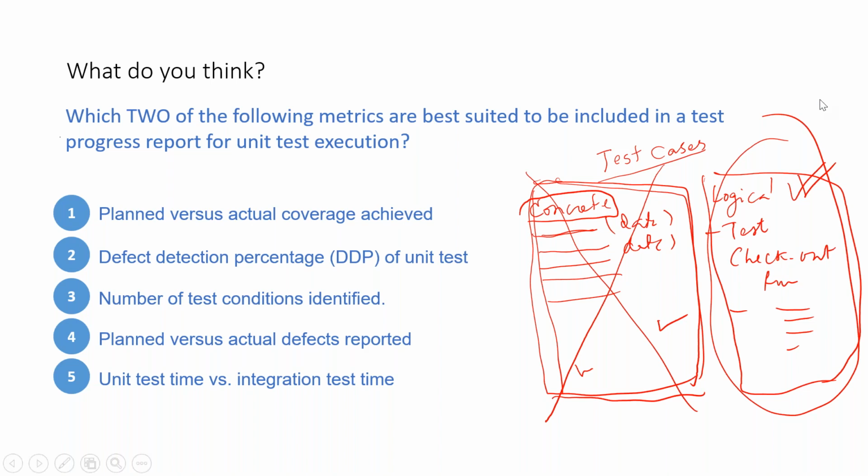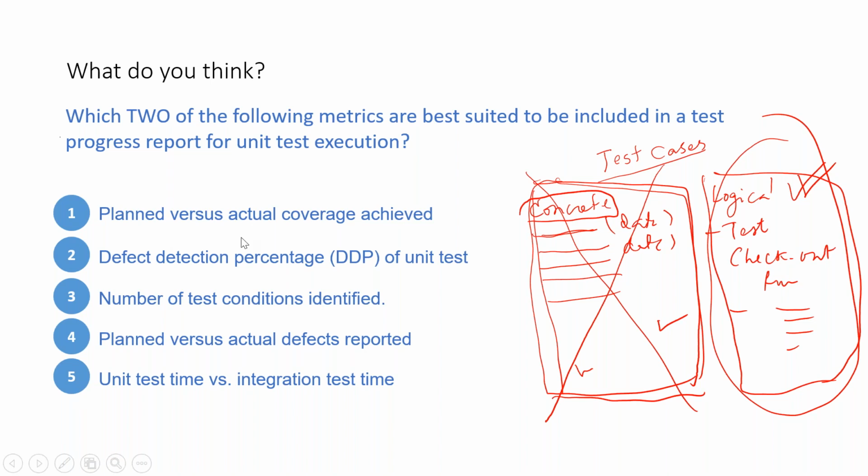Okay. So let us move to the next question. Which two of the following metrics are best suited to be included in a test progress report for unit test execution? So this is about metrics, about unit test execution that will go into a progress report. Again, you have to understand the context and intent of the question: unit test execution, metrics that will go into a progress report.